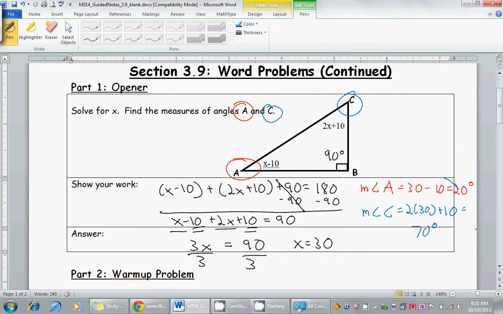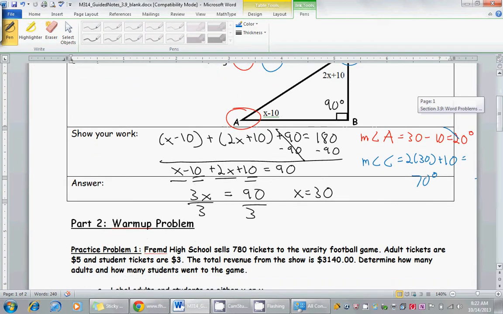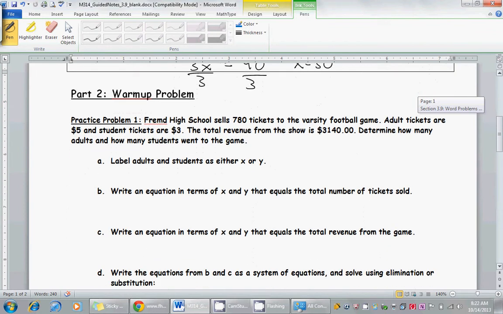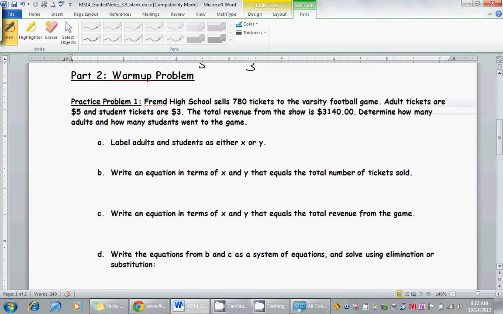Alright, nicely done. Let's go ahead and move on. Let's take a look at our warm-up. This type of problem is one that we have to solve with a system. So let's go ahead and take a look.